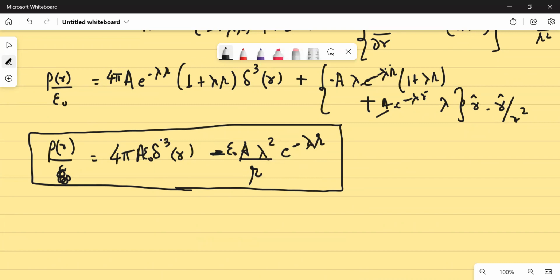Yes, sir. Okay. What do you expect your total charge to be? So your total charge would be integral rho d tau. So that would be equal to what? Integral 4 pi A epsilon naught Dirac cube of r d tau over the entire space.